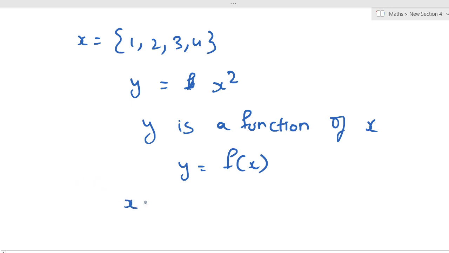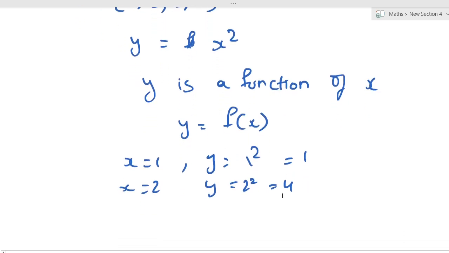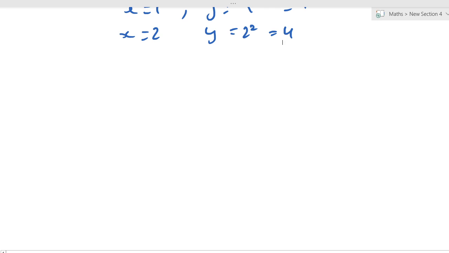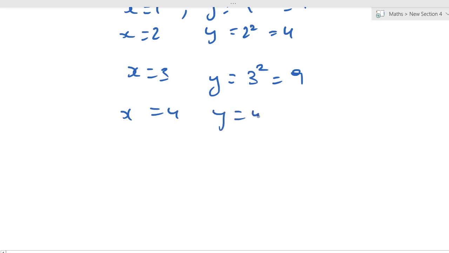So when x is equal to 1, y is equal to 1 square, which is 1. When x is equal to 2, y is equal to 2 square, that is 4. When x is equal to 3, y is equal to 3 square, that is 9. When x is equal to 4, y is equal to 4 square, that is 16.